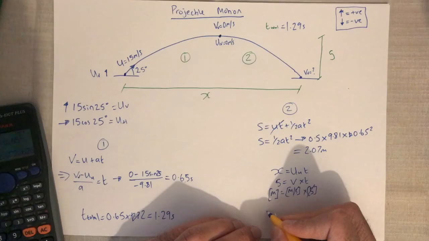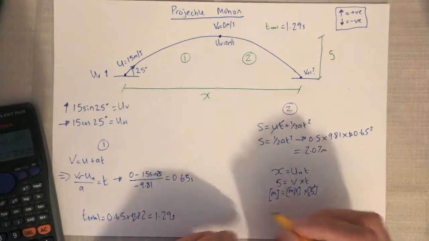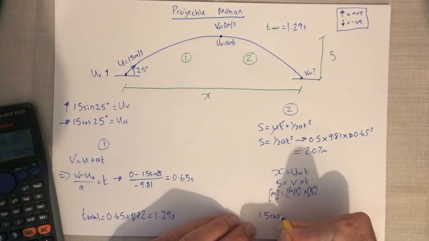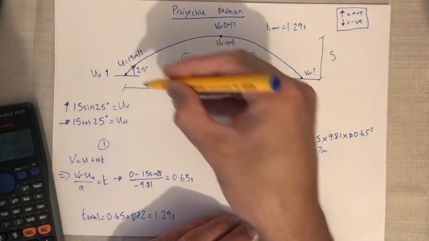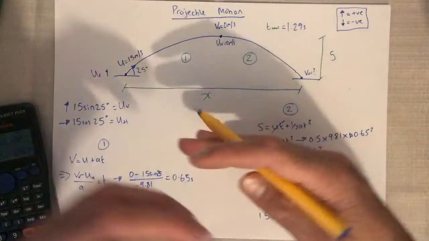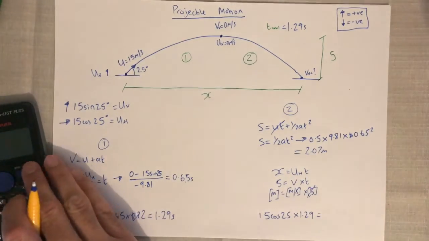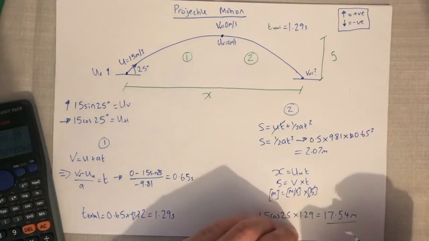And all we need to do again is take into account the horizontal distance this time, because remember, they're independent of one another. So this time it's just 15 cos 25 times the total flight time, because we're going from this point to this point. We're taking into account all of the journey, 1.29, and we get an answer of 17.54 meters. So that's the x distance.